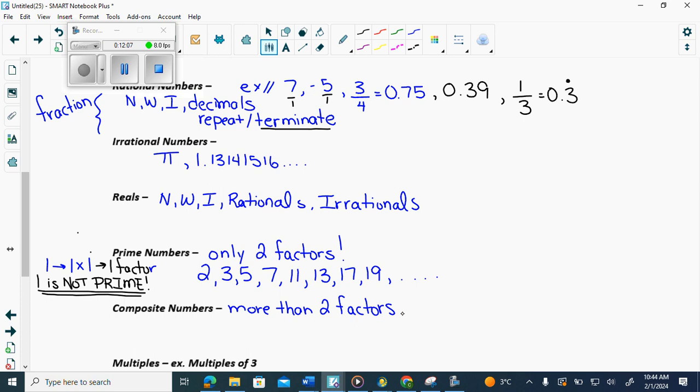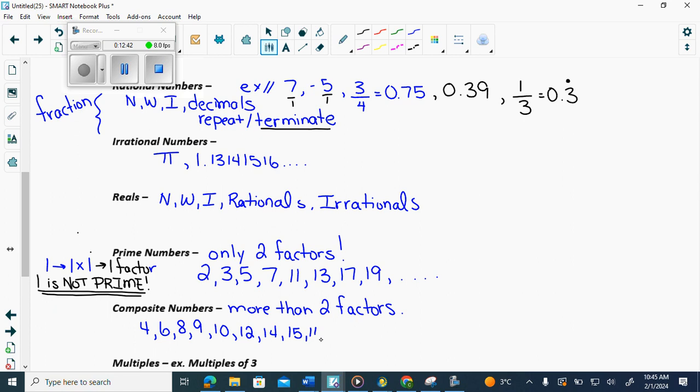So what's our first composite number? Not 1, it's not 2, it's not 3, it's 4, yeah. Because 4 has more than 2 factors: 1, 4, and 2. 5 is prime, so 6 is composite: 1, 6, 2, 3. 7 is prime, 8 is composite: 1, 8, 2, 4. 9 is composite because it's 1 and 9 and then 3 and 3. 10 is composite because it's 1 and 10, 2 and 5. 11 is prime, 12 is composite, 13 is prime, 14, 15, 16 are composite.